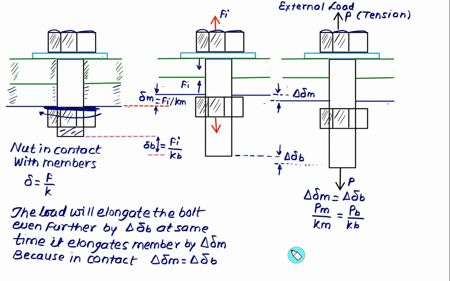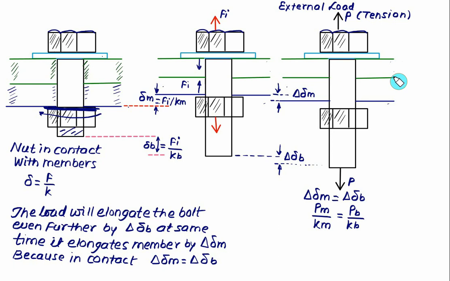So when the external load is applied, the load will elongate the bolt even further by an amount equal to delta B. At the same time, the member will get elongated by delta m. Because of the contact we can claim here that the value of delta m is equal to delta B. This is just a model in which the two springs are in parallel. So we have to show one stiffness for the bolt and one stiffness for the member.